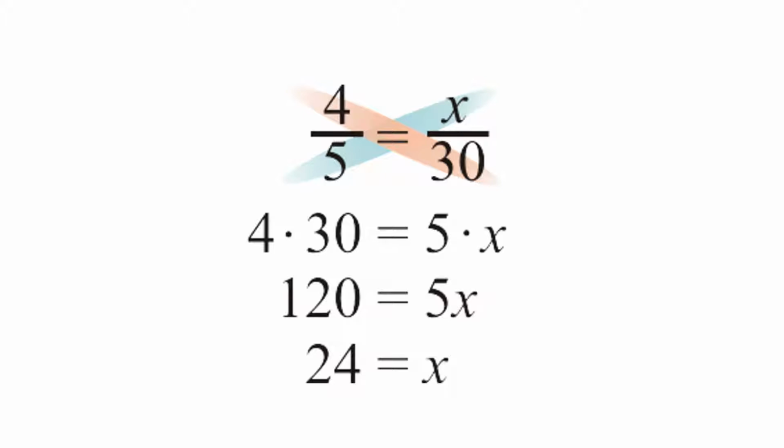We need to get x by itself. And to do that, we need to divide both sides by 5. If you divide 120 by 5, you get 124. If you divide 5x by 5, you get x by itself.